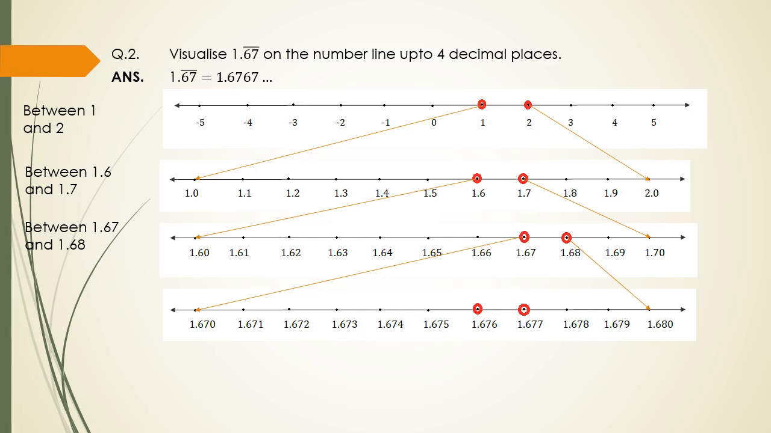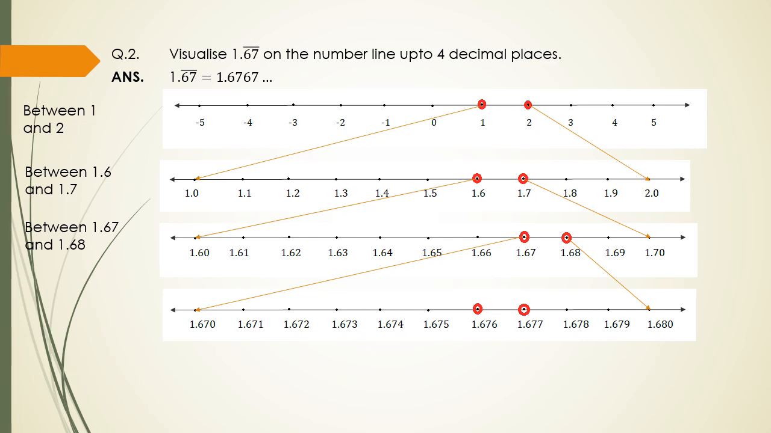Now on this number line, we have come up to the first 3 digits. You see the first 3 digits of the given number. The first 3 digits in the decimal part are 676, which means our required number will lie between 1.676 and the successive number 1.677.